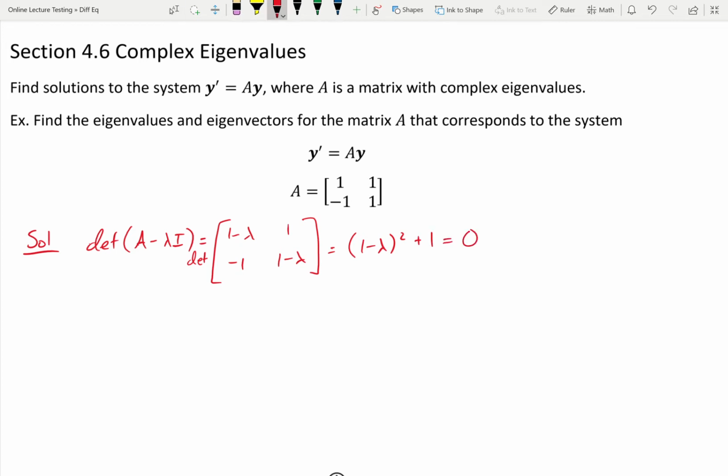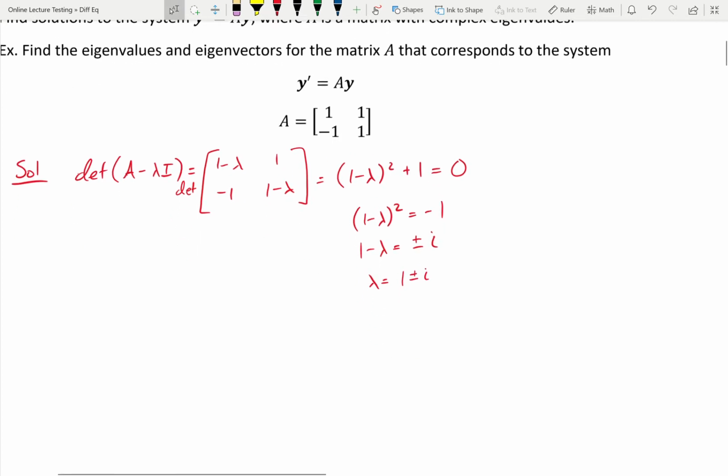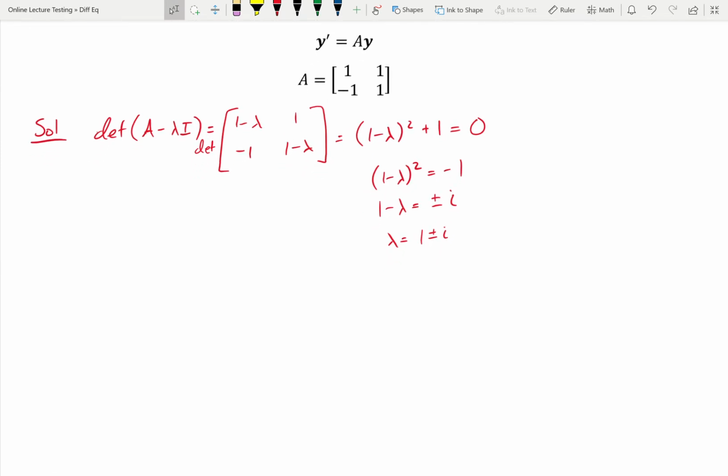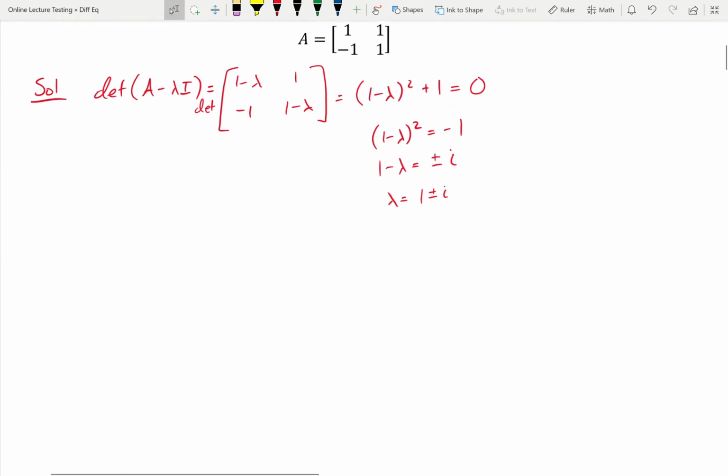If we subtract the 1 over, we get 1 minus lambda, the quantity squared, is equal to negative 1. I take the square root of both sides, so I get 1 minus lambda is equal to plus or minus i. And therefore lambda is equal to 1 plus or minus i. Let's look at what happens when we find our eigenvectors with these.